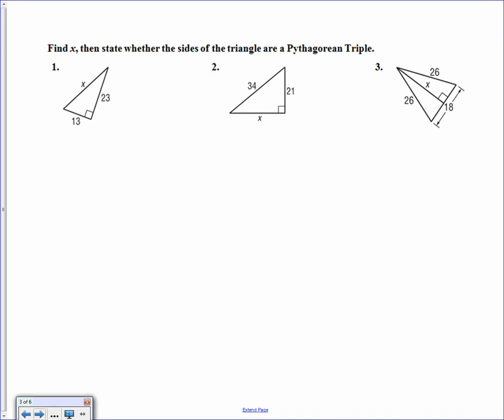All right, these are just using the Pythagorean triple to find the third side. So what you need to be able to do is just be able to tell what C is, what side is the hypotenuse, which side is the long side, what are the two legs. So here we have our right angle. Across from it is the hypotenuse, that is x, and then 13 and 23 are our two legs. So we have 13 squared plus 23 squared is x squared.